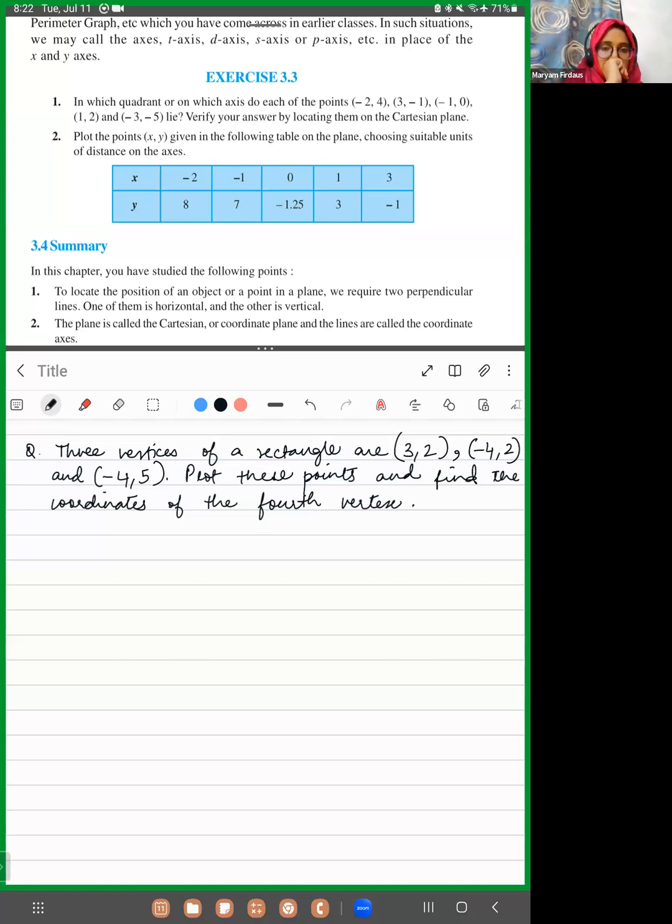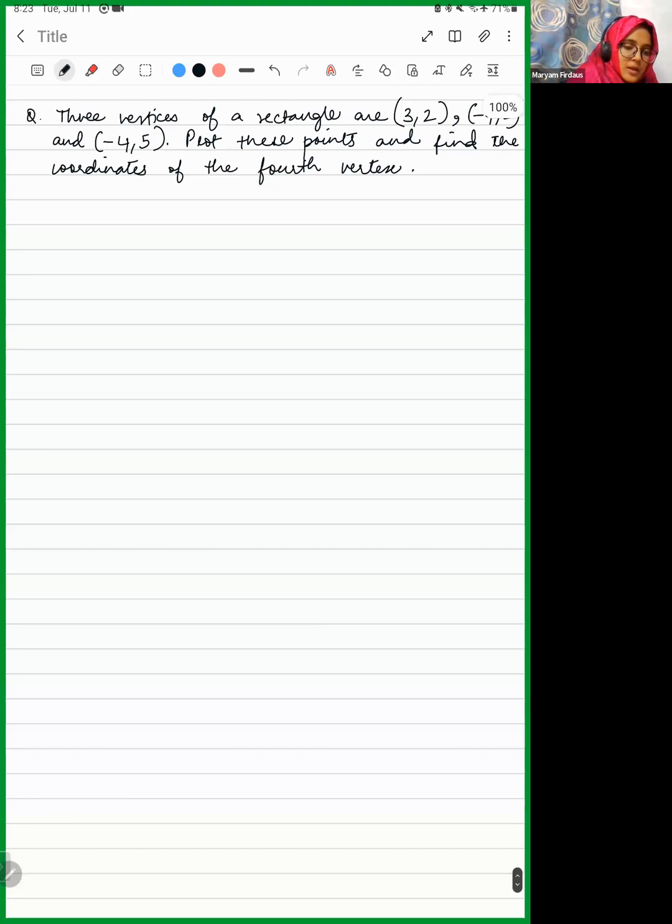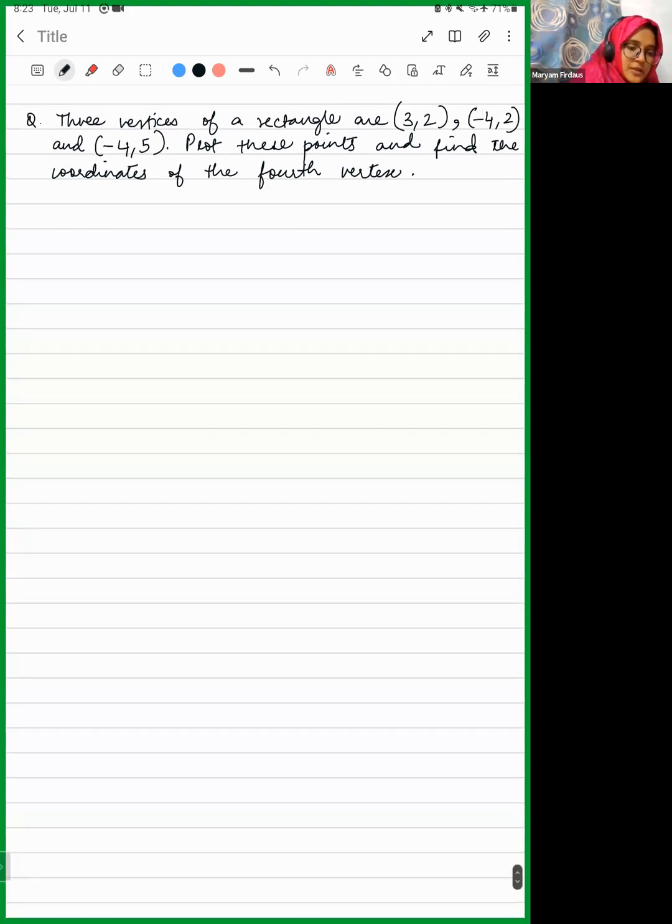Done? Have you noted the question down? Yes, ma'am. Shall we discuss the answer? Okay. And I want each and every one of you to participate in the answer. Fine. So 3 vertices of a rectangle are given to us. First, let's plot our graph.